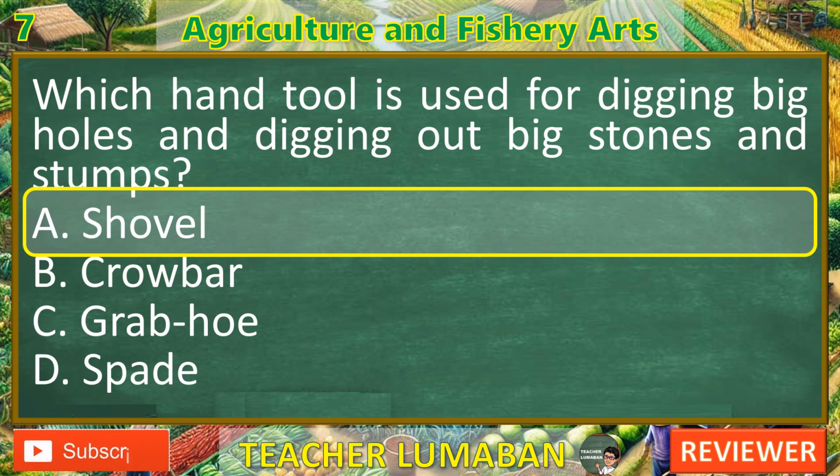D. Spade. A spade is a hand tool with a flat, rectangular blade and a straight handle. It is primarily used for digging, edging, and cutting through soil but is more suited for smaller holes and precise digging rather than for large holes or removing heavy objects like big stones and stumps. Therefore, shovel is the correct answer, as it is specifically designed for digging big holes and removing large stones and stumps.